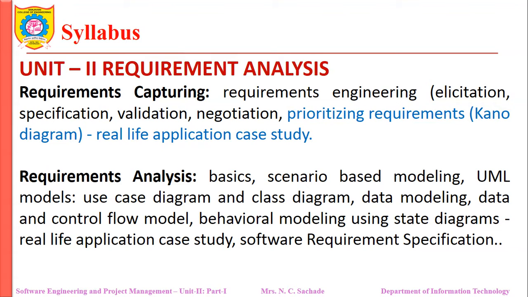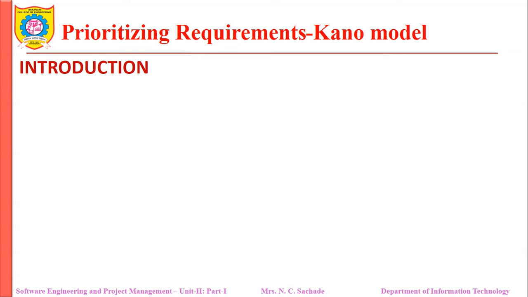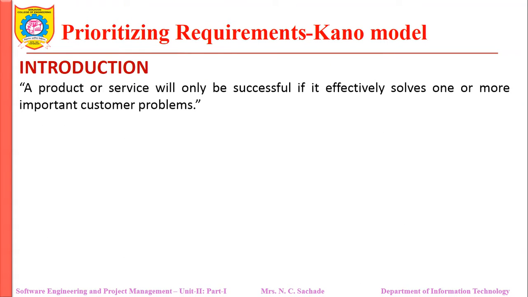Now if we have hundreds of requirements to build, which one to build first? How are we going to decide it? For that, this Kano model is going to help us. A product or service will only be successful if it effectively solves one or more important customer problems. Very true? Yes, customer satisfaction is what success is to us.